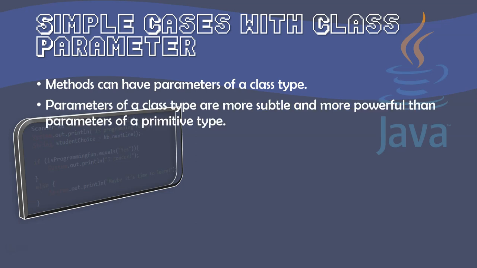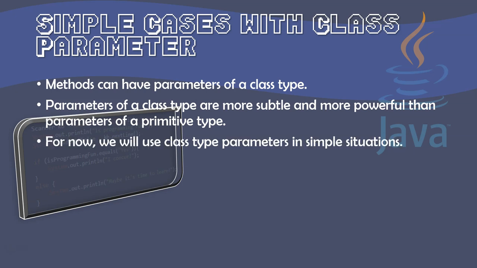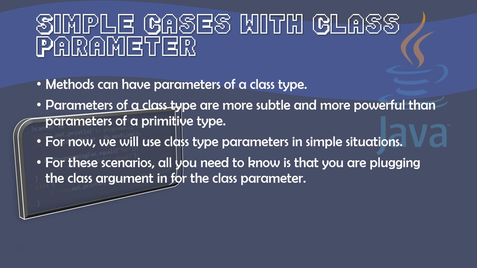Now, parameters of class type are more subtle and also more powerful than parameters of a primitive type, such as int or double. For now, we will use the class type parameters in simple situations. It'll allow us to ease into using it until we get more familiar with it. For these scenarios, all you really need to know is that you're plugging the class argument in for the class parameter.